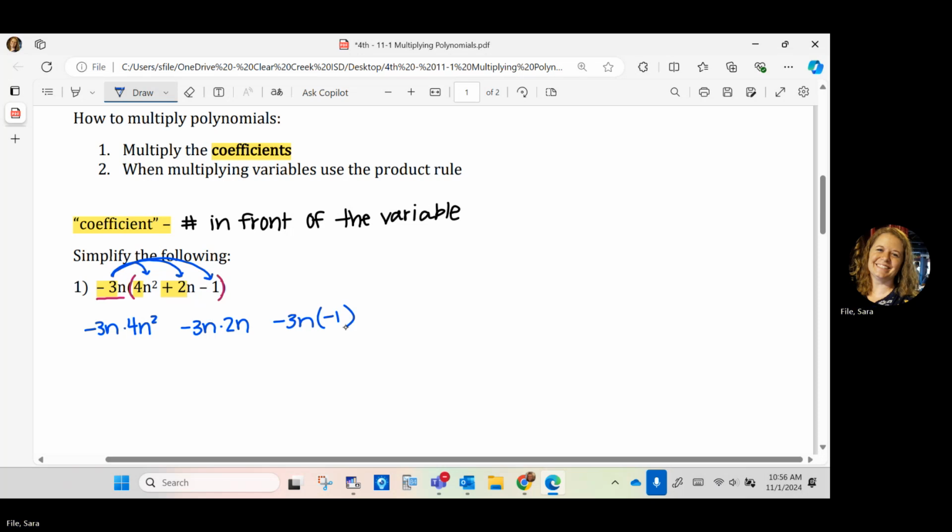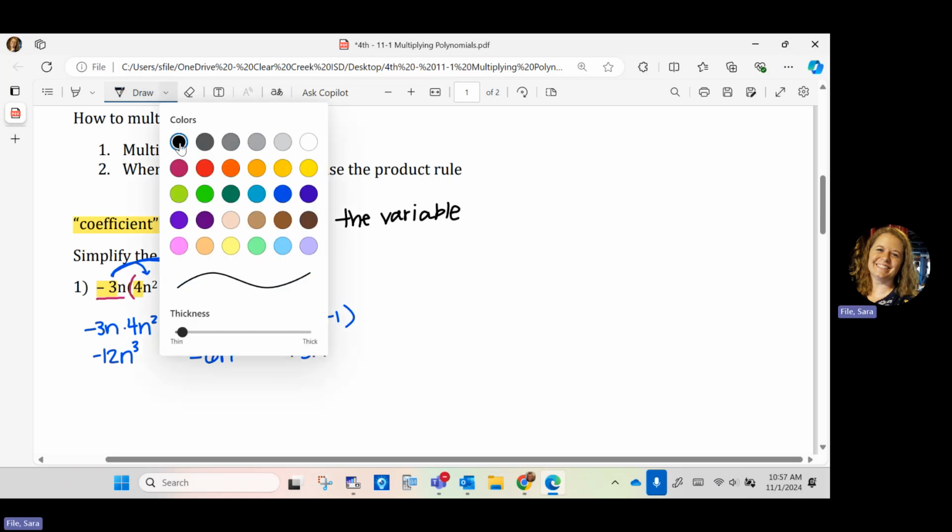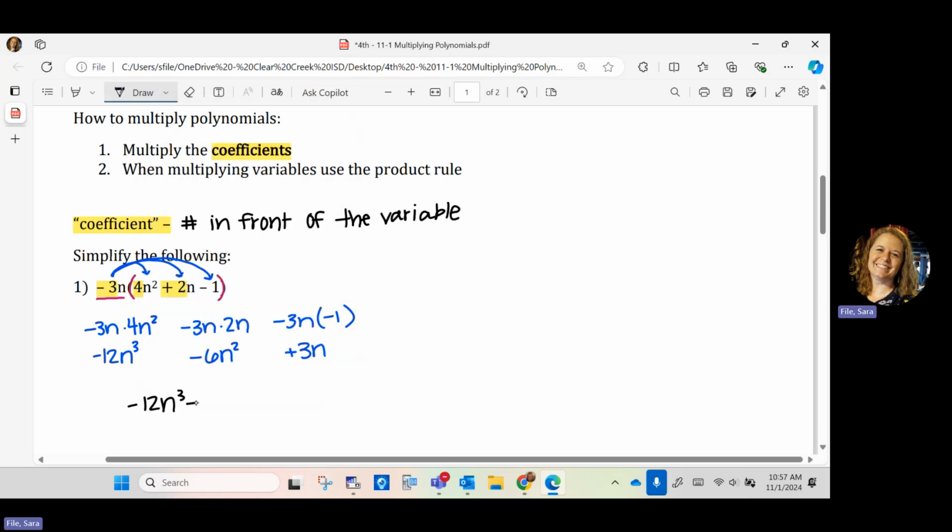Now when I multiply these, -3 times 4 is -12, and n times n squared would be n cubed using our product rule, right? Because that first n is an understood 1 power, and then 1 plus 2 is 3. Now -3 times 2 is -6. N times n would be n squared. And then -3 times -1 would be +3, and then our n. So we end up with -12n cubed minus 6n squared plus 3n.